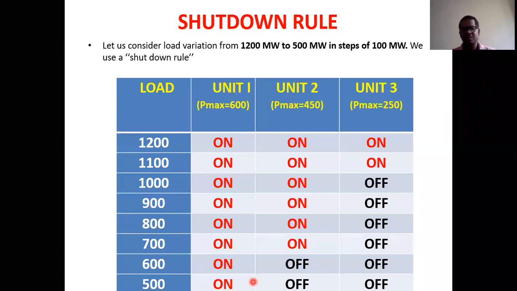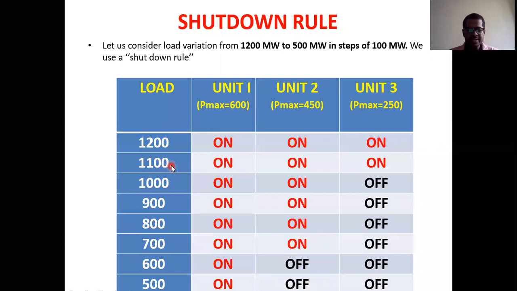And the last condition is 500 megawatts. Similarly, here also same thing. In order to meet the 500 megawatts load, it is enough to operate your unit 1 alone. So that's why it is on condition, and these two are off condition. From this truth table, you can understand how we can operate these 3 units. If the load is maximum, that is 1200 and 1100 megawatts, we have to operate all the 3 units.